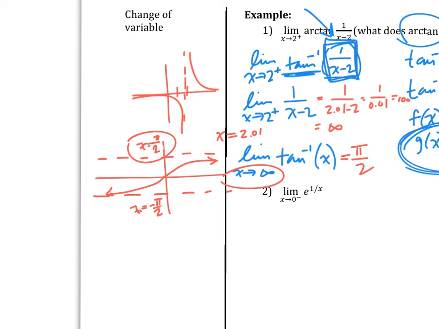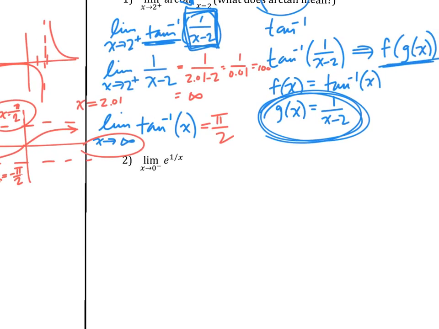So this is the trick called change of variable. Basically, you can't really evaluate the limit all at once, so what we're going to do is compose the two functions so that you can find the answer. Let me show you really quickly this one.